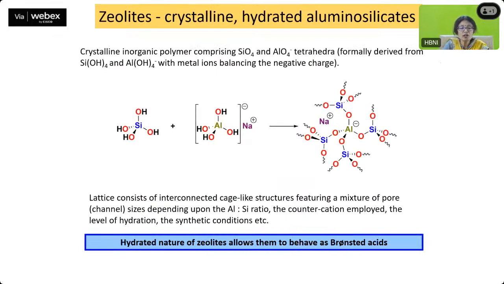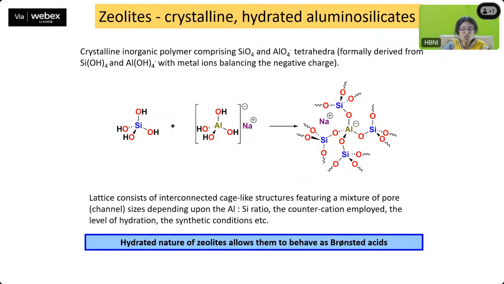These are crystalline inorganic polymers, which comprise silica and alumina tetrahedra, formally derived from Si(OH)4 and aluminium hydroxide, with metal ions balancing the negative charge. So you have different metal ions balancing the negative charge, and you have sodium aluminium silicates and aluminates. The lattice consists of interconnected cage-like structures featuring a mixture of pore sizes depending upon the ratio of aluminium to silicon. The counter cation employed, the level of hydration and synthetic conditions also matter. So all this will determine the pore size in your zeolite.